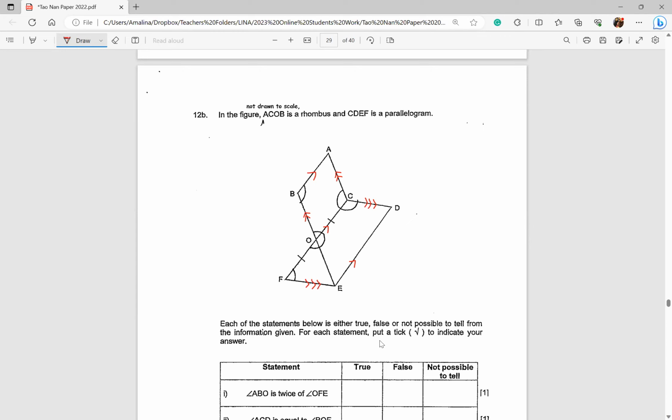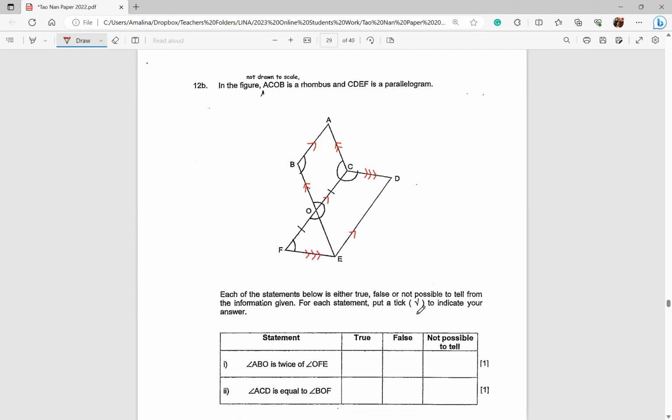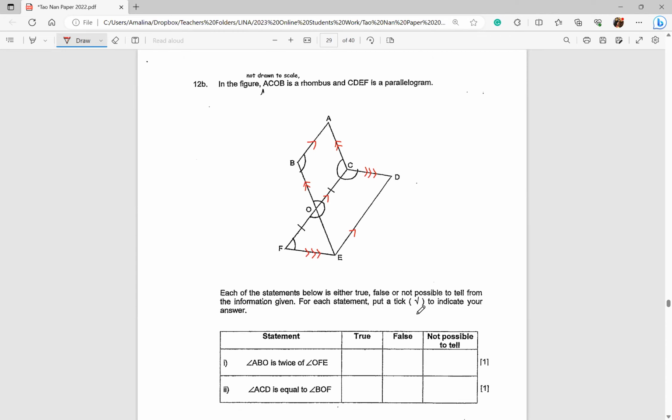Okay, so let's go to the questions. Now, each of the statements below is either true, false, or not possible to tell from the information given. Now, for each statement, put a tick to indicate your answer. So for the first part I, angle ABO is twice of angle OFE. Now, is this true? This angle is twice of this angle.